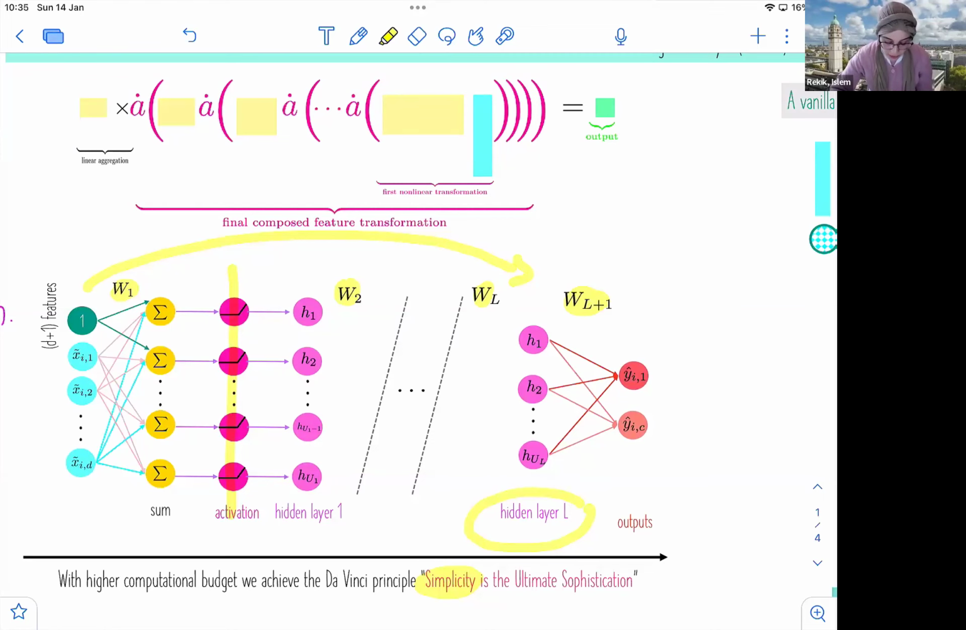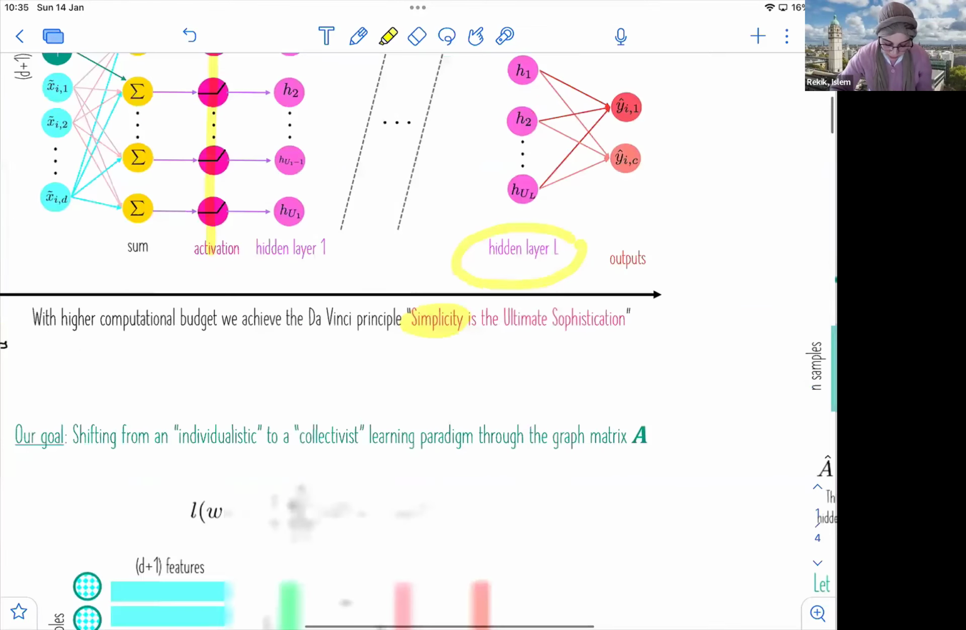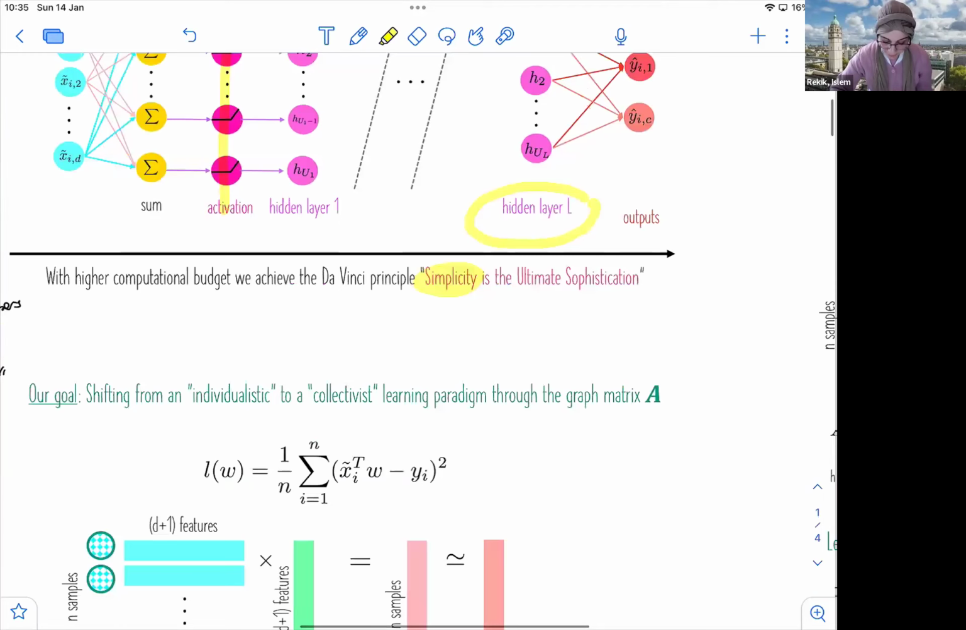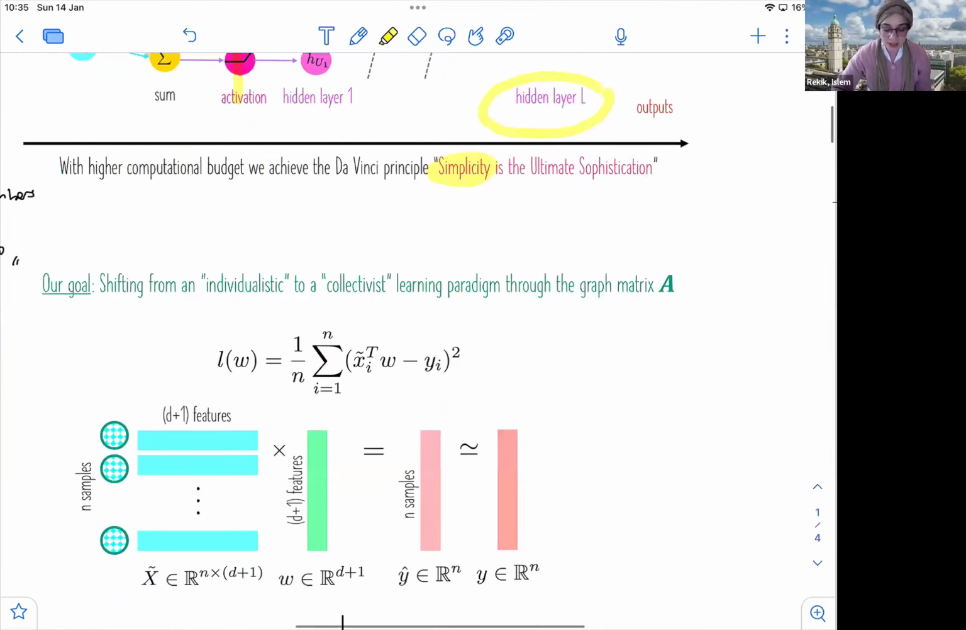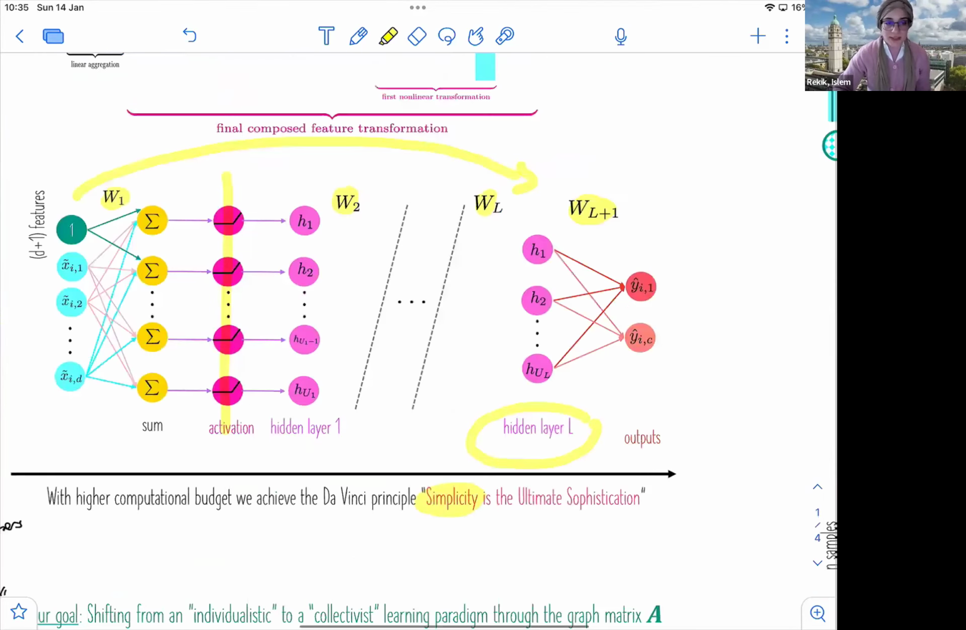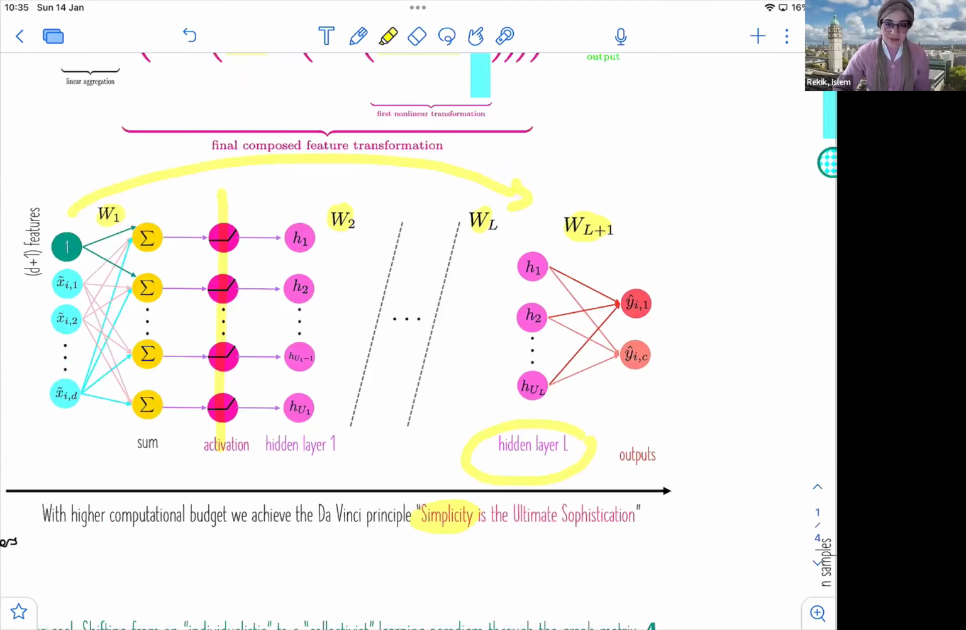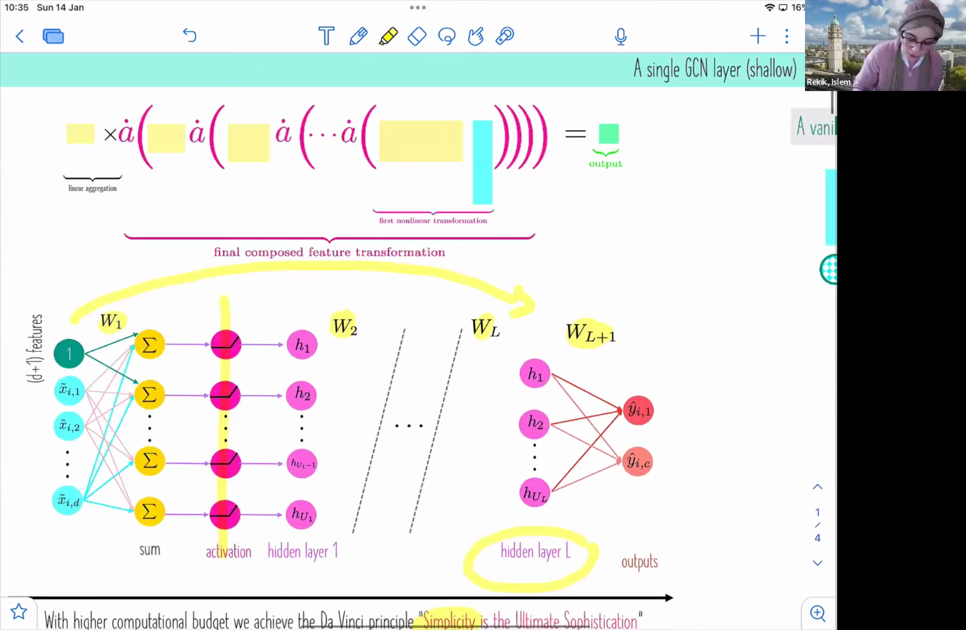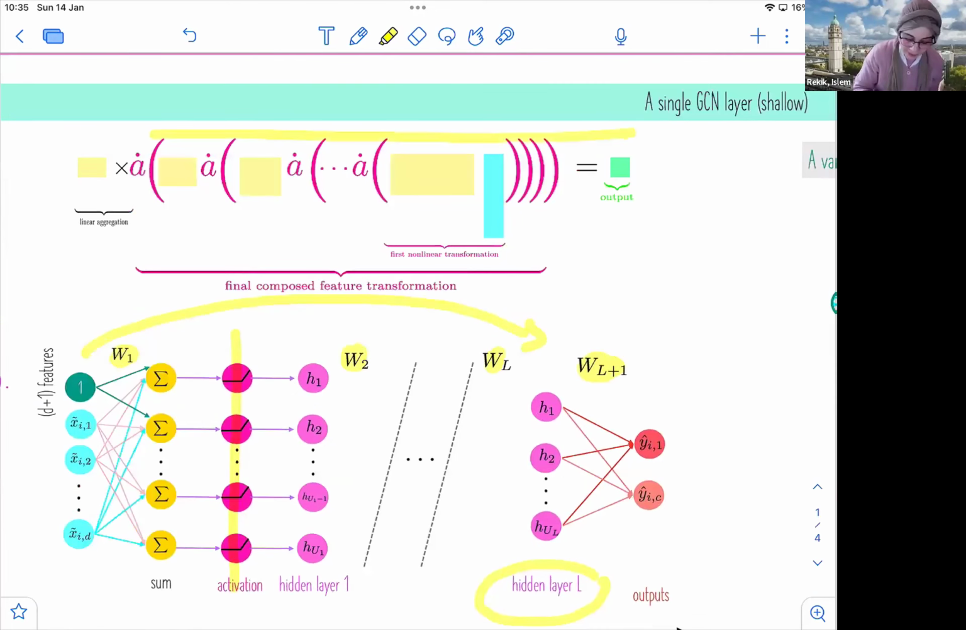So now we're going to look at this and reformalize it using graphs. Let's see how turning this individualistic learning into a collectivist learning via a graph structure can change or update the mapping function of the whole network, if we were to model the interactions between different points using a graph.